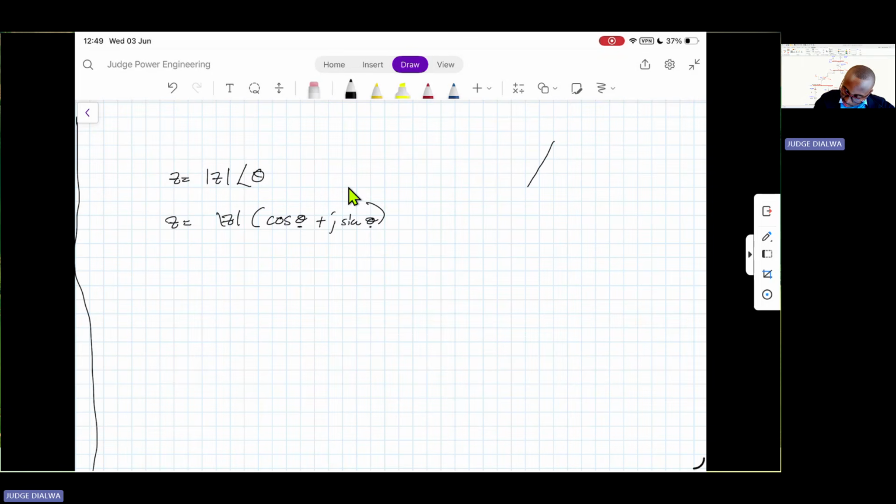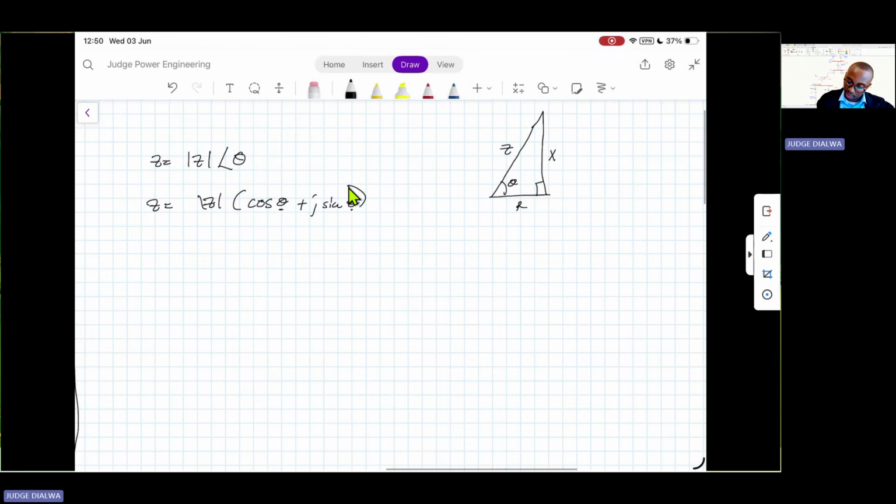Going back to our impedance triangle, we have theta here. Adjacent to that, we have our resistance. Opposite that, we have our reactance, and then the hypotenuse is the impedance. So how can we represent theta in terms of X and R? That will be through the tangent ratio. So tan of theta will be the opposite, being our reactance, divided by the adjacent, being our resistance. Therefore, theta is equal to arctan, or tan inverse, X over R.